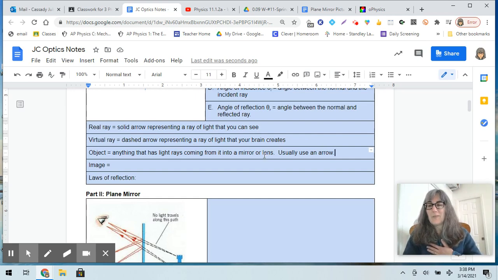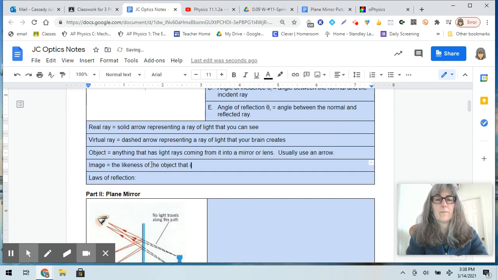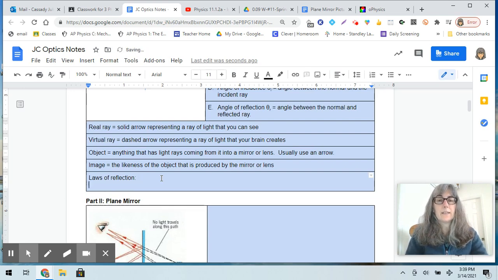I'm the object when I'm brushing my teeth in the morning in front of the mirror. The urn was the object in our picture. The image is the likeness of the object that's produced by the mirror or lens. And then there are two laws of reflection. One of them is that the angle of incidence has to equal the angle of reflection.